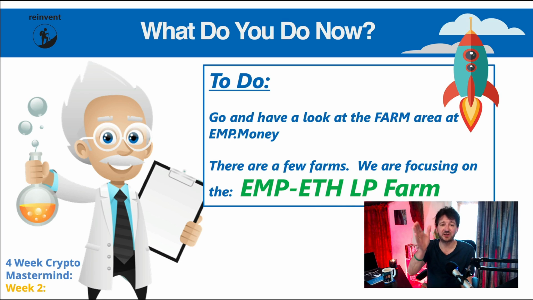So what I want you to do is go and have a look at the farm area of EMP.Money. You will have to connect with your wallet to see all the bits and pieces. And remember, there are a few different farms. The one we're focusing on is called, by the catchy name, the EMP.ETH LP farm. And I expect you to have that as a tattoo and put on your upper thigh.